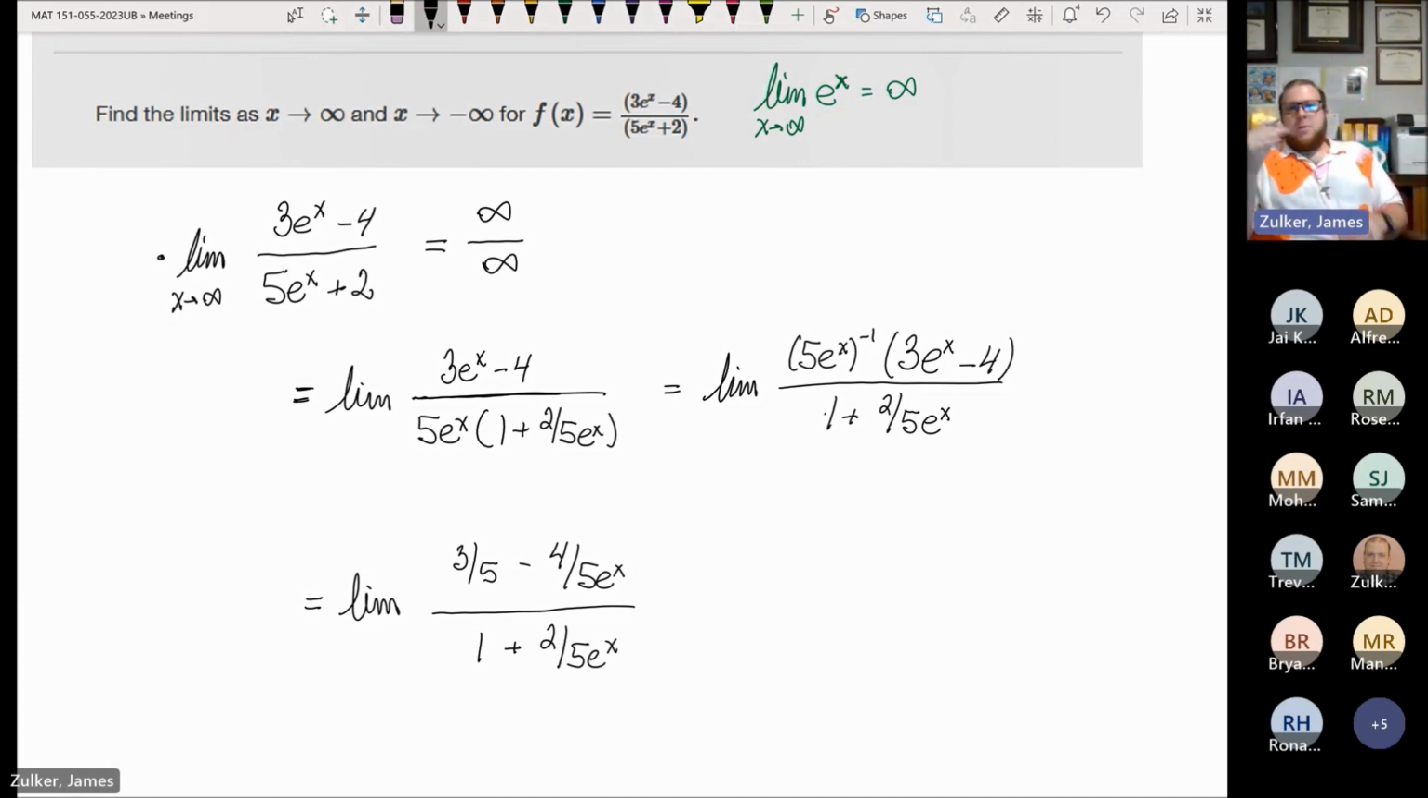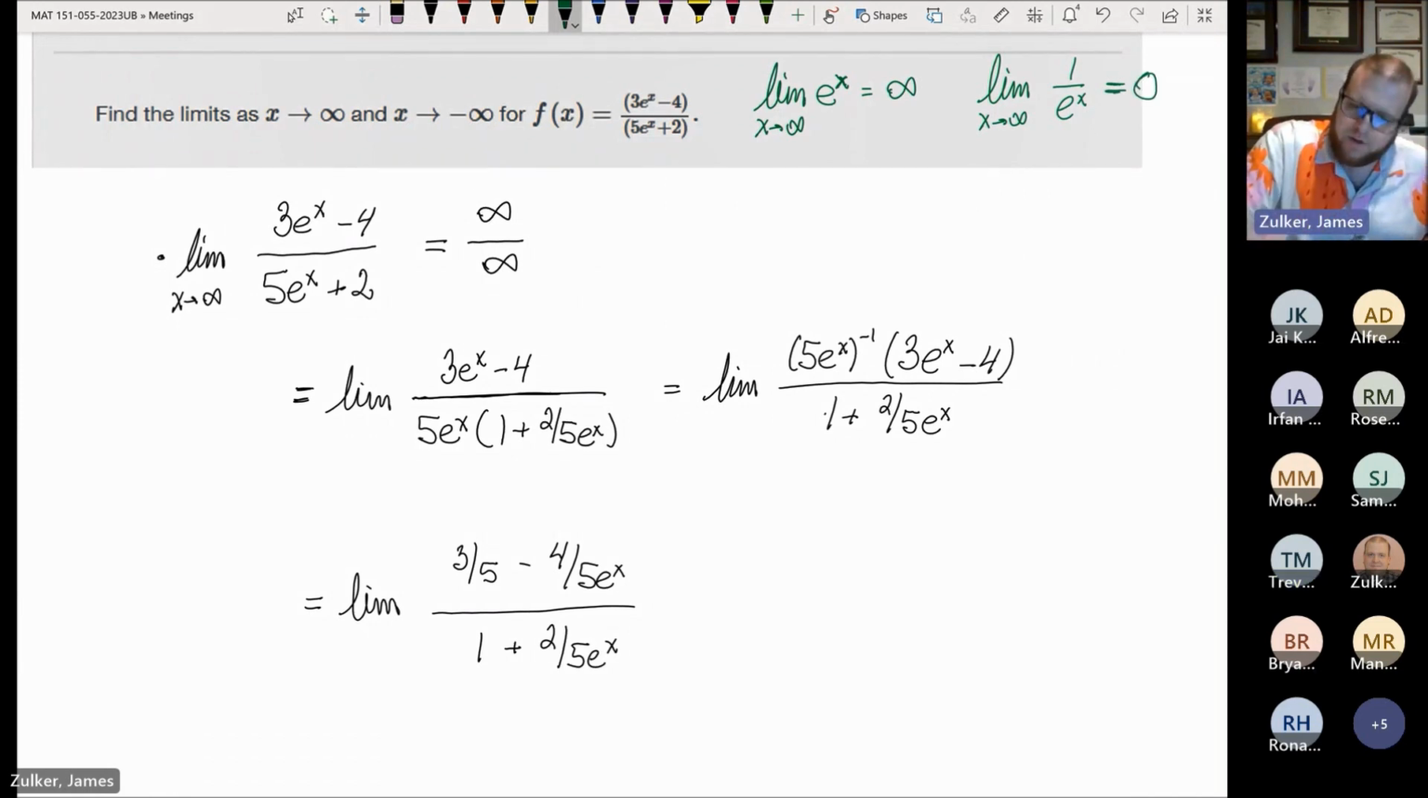All right. Now think of what happens. We already know that the limit of e to the x is infinite. It's going to keep growing without bound. So what do you think is going to happen to 1 over e to the x? It's going to go to 0. You have 1 over a number that keeps increasing without bound. So those two terms that have e to the x in the denominator are going to go to 0.